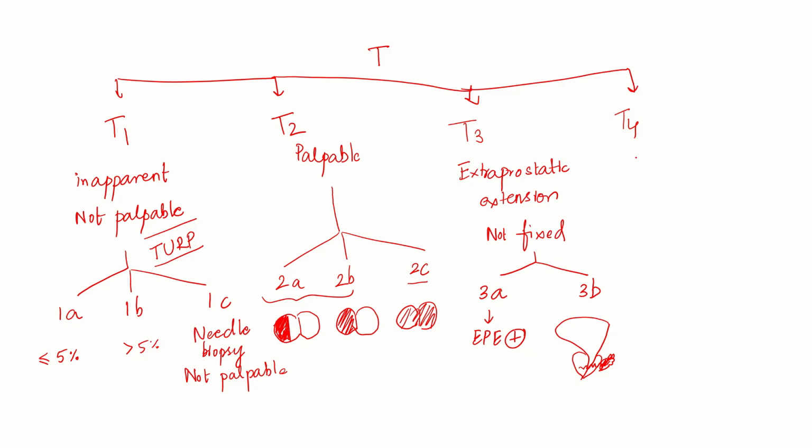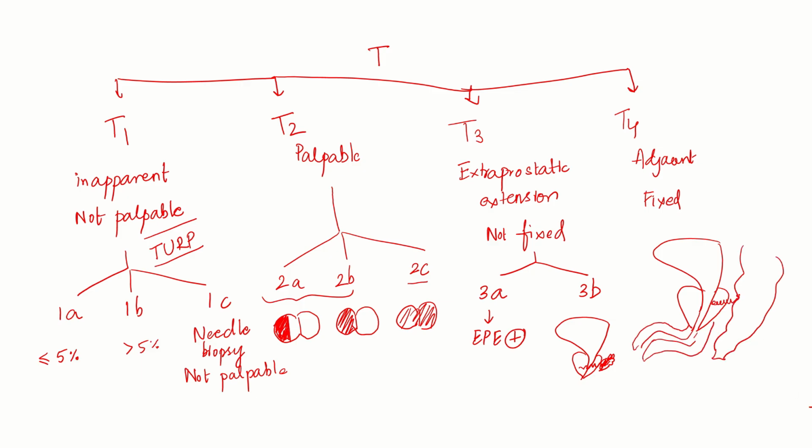T4 is involvement of adjacent structures, or if the tumor is fixed. Only when it is involving the adjacent structures it becomes fixed. So what are these adjacent structures? This is bladder, this is the neck of the bladder, this external sphincter comes over here. So it involves the rectum, bladder, external sphincter, or invasion into the pelvic side walls or the levator ani. This is the T staging.